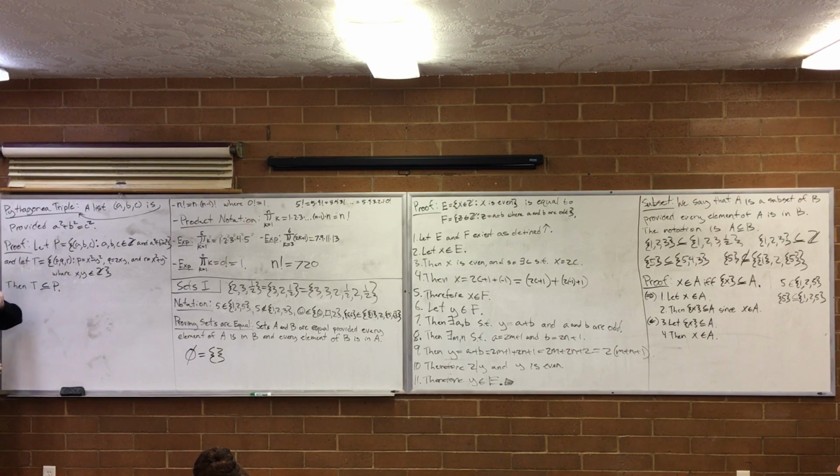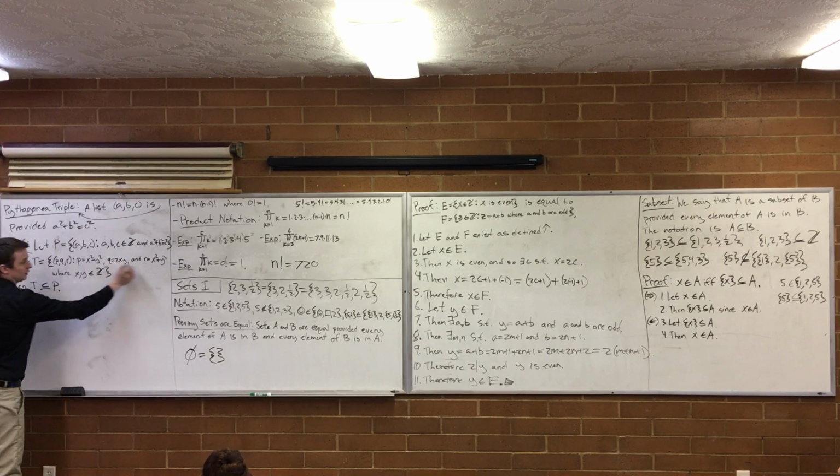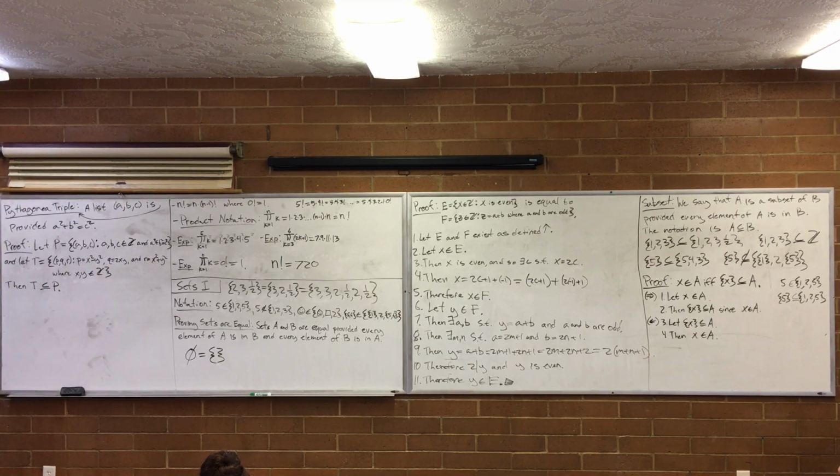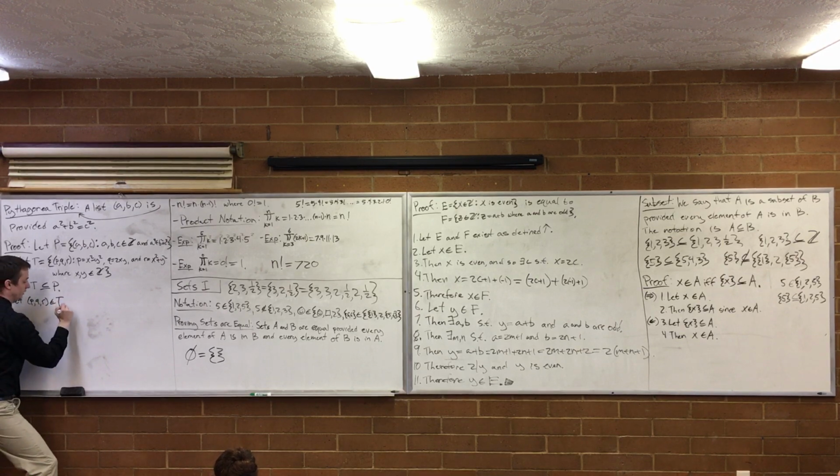Kind of think about it a little bit like a function. You give it an x and a y and it spits out a P, Q, and an R in that order. Okay, so we need to show that T is a subset of P. We need to show that any element in T is also an element of P. So we'll just use P, Q, and R again. Don't let that confuse you. Let P, Q, and R be some element in T.